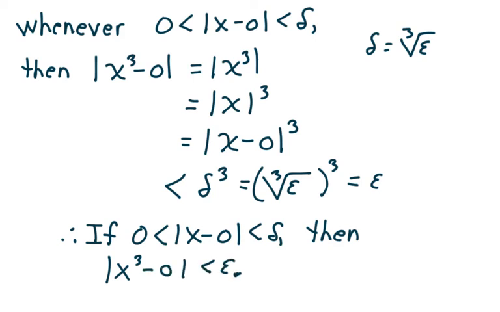And we have thus shown that the limit as x goes to 0 of x cubed ends up being 0. And that'll conclude this video for section 2.4. I explained the limit definition formally, and we did 3 examples. Thank you.